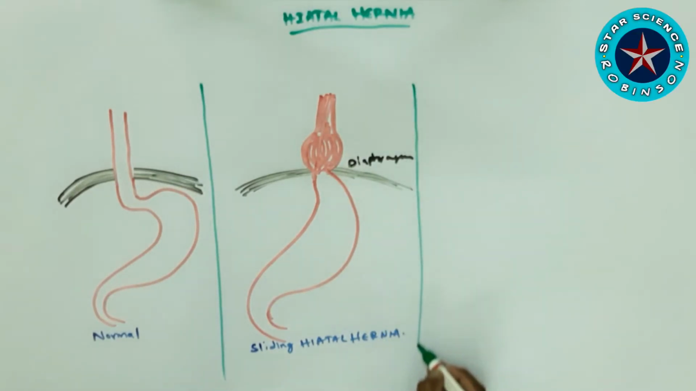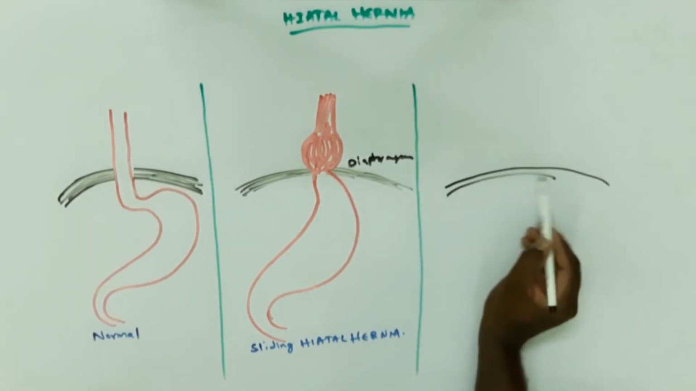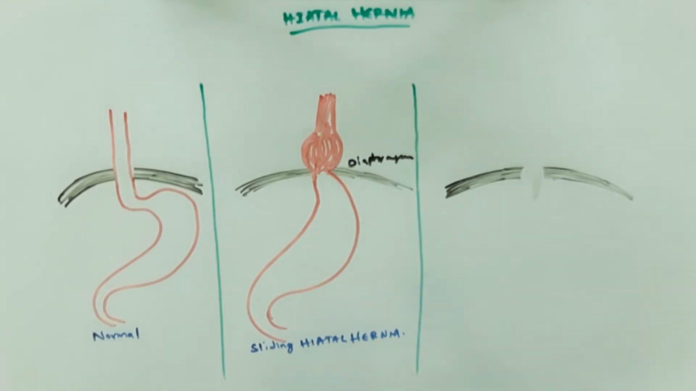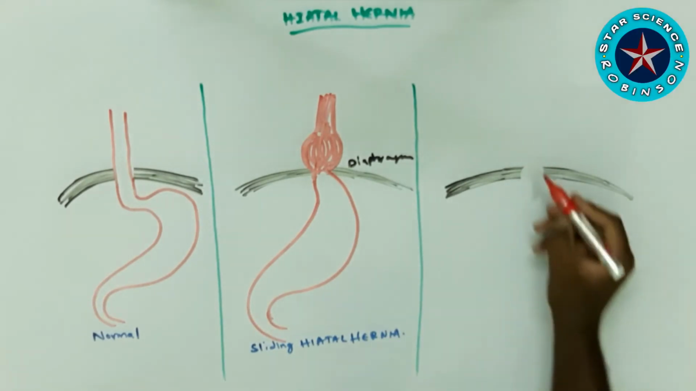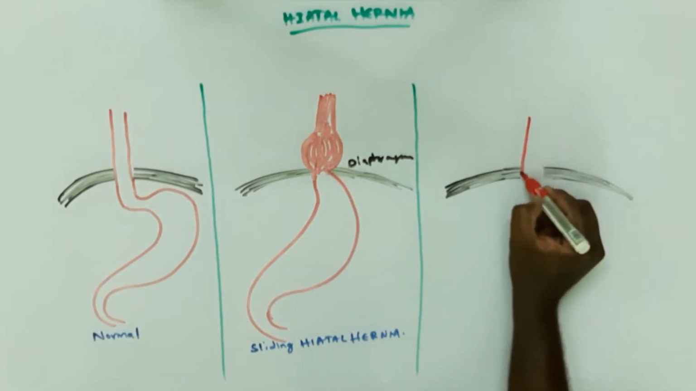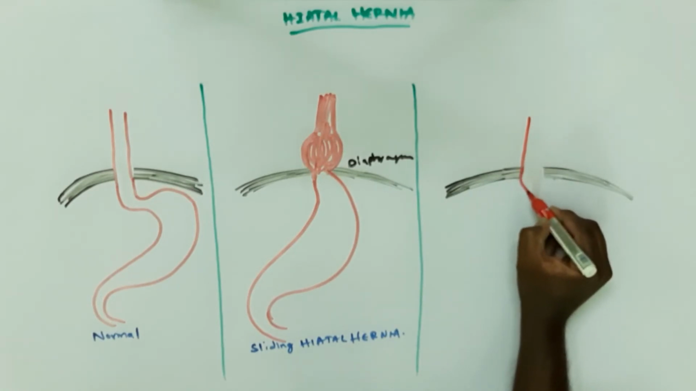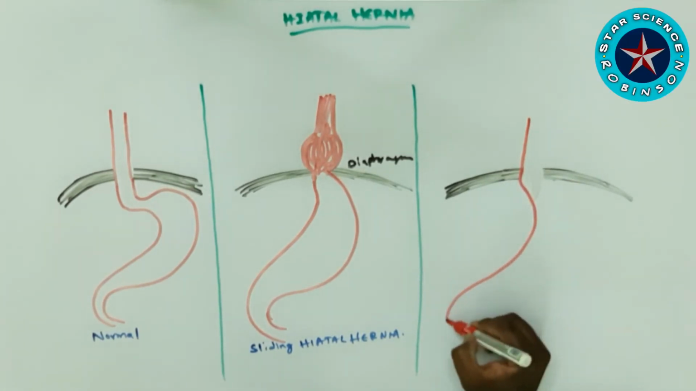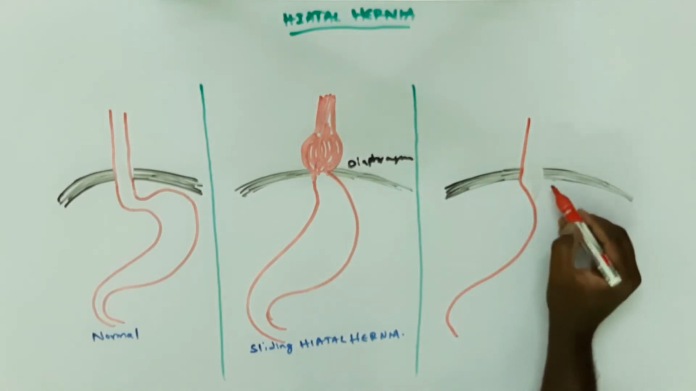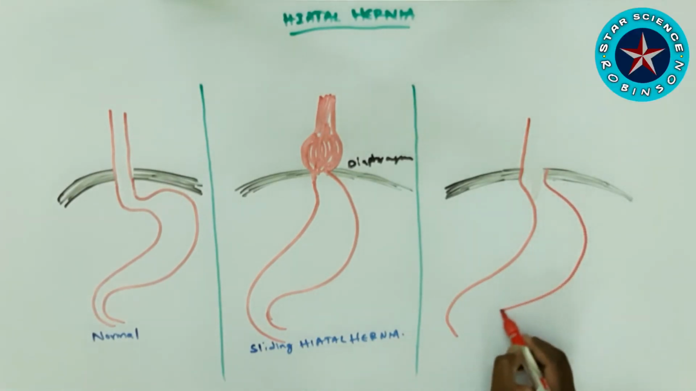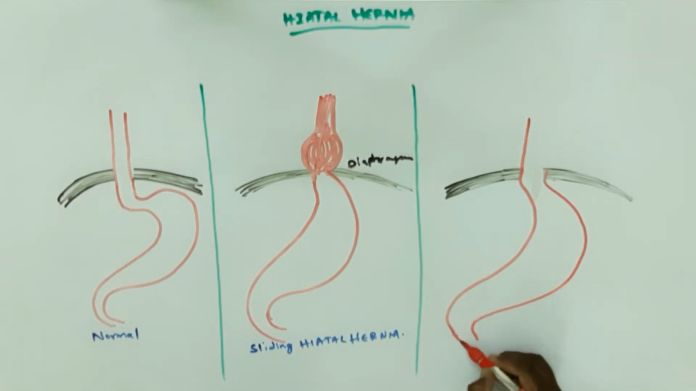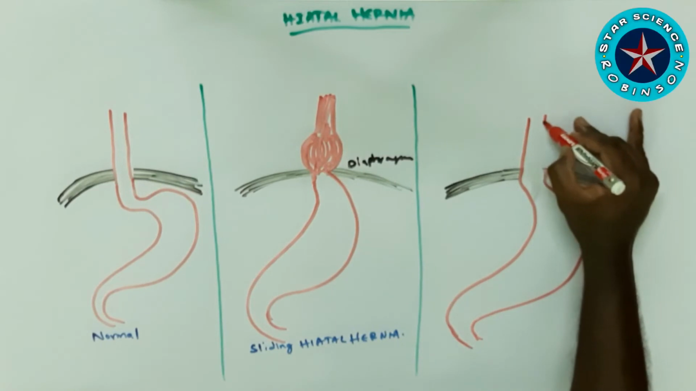Next we'll see about the other hiatal hernia type. We can see there will be an opening in the diaphragm. Here the esophagus enters from the chest region into the abdomen, but on the other side the stomach folds itself into the thoracic region. In our diagram I'll show you how the stomach will enter the thoracic region as a fold.